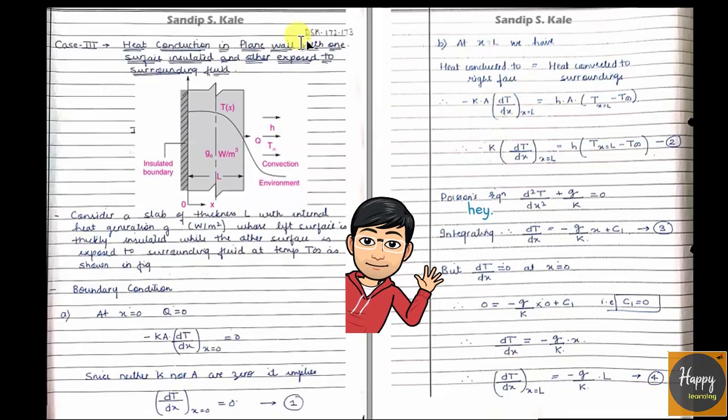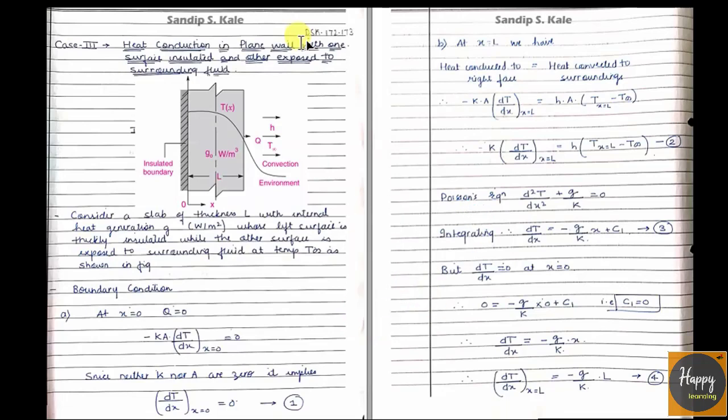So in continuation with the unit of heat generation, we will look at case 3 regarding the plane wall. Here, heat conduction in a plane wall with one surface insulated and the other exposed to the surrounding fluid. This condition we will see today.